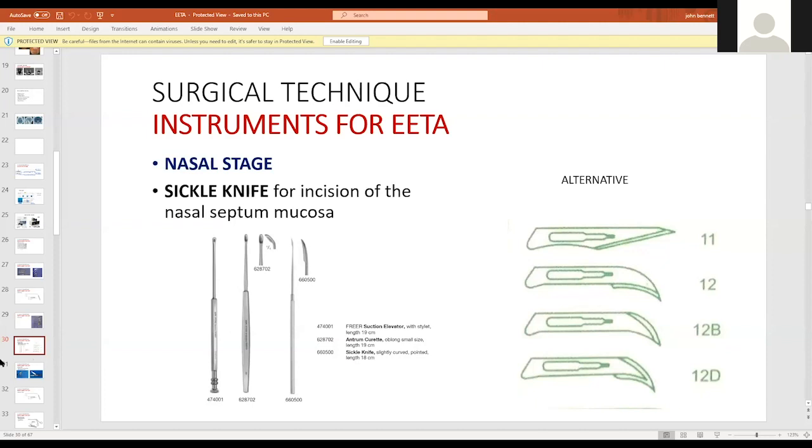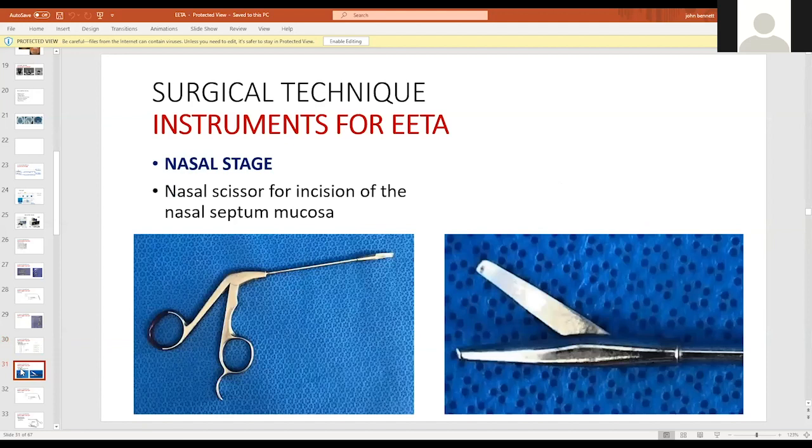Okay. So as I said, usually the first step is that you will explore the nasal floor. You explore the nasal, and then you will need to incise the mucosa. On the right are different types of blade that you can use. And I really like using the 12 blade because I can turn it upward, downward, and it's really nice. It's better than the 15 blade. Okay, next.